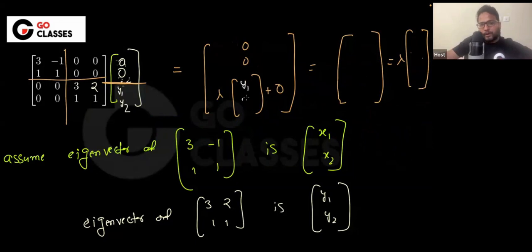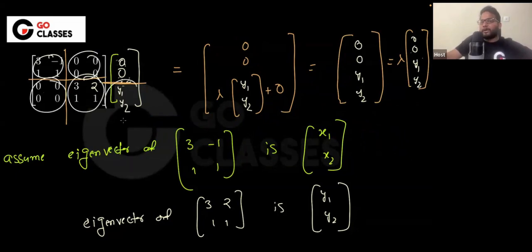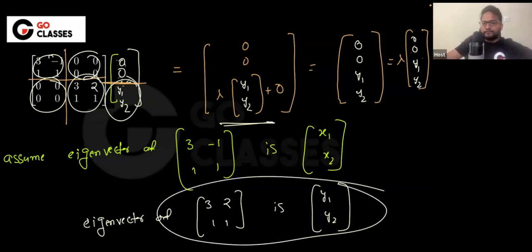This will be 0, 0, by 1 by 2. What I mean to say is that if you multiply this, then this will get multiplied by 0, this will anyway get multiplied by 0, and 0 will get multiplied by 0. Only this will get multiplied by this, which is lambda into this, because I'm assuming the eigenvector is this, right?